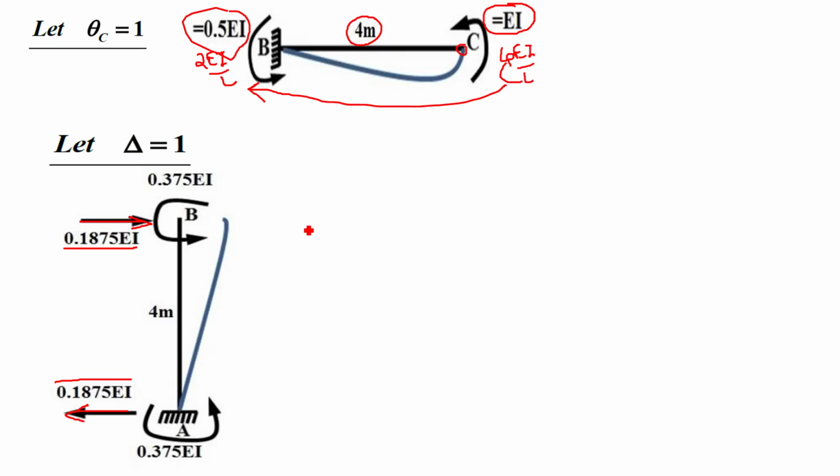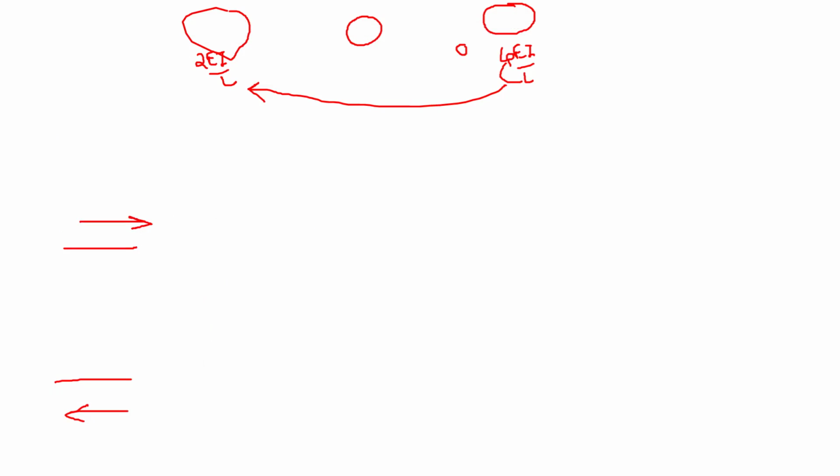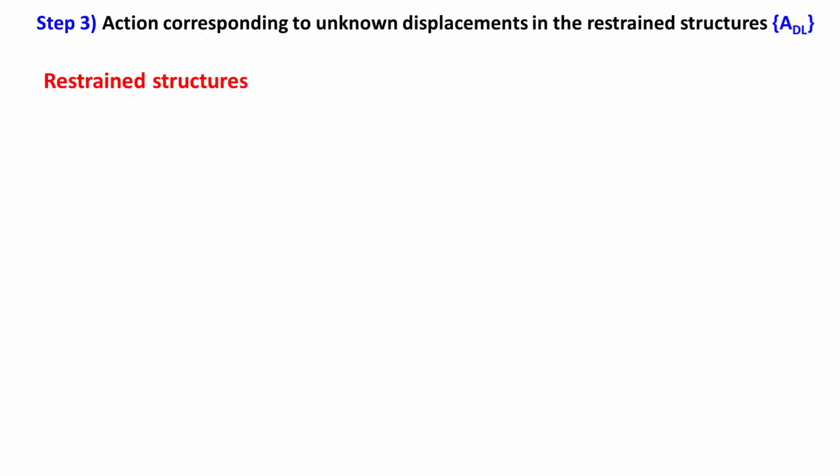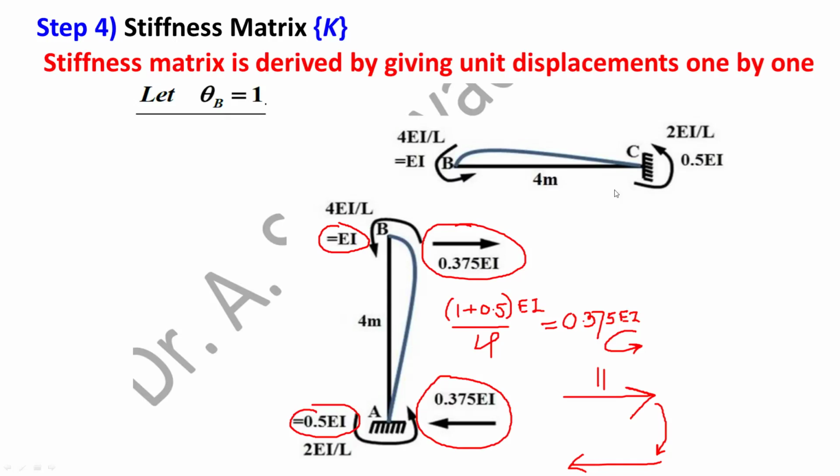Now based on these three figures of unit displacement, we have to write down the stiffness matrix. If you look at the first figure, from this figure you will get the first column of the stiffness matrix. What is the first column? First unknown is theta B. Corresponding action is a moment at B. What is the moment at B? Here it is 1 EI and again 1 EI. Addition of these two, moment at B is 2 EI.